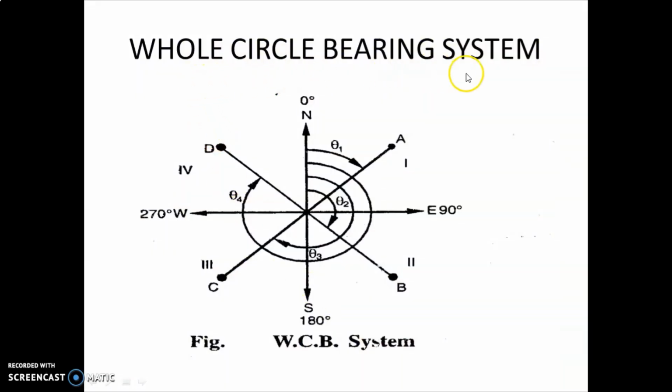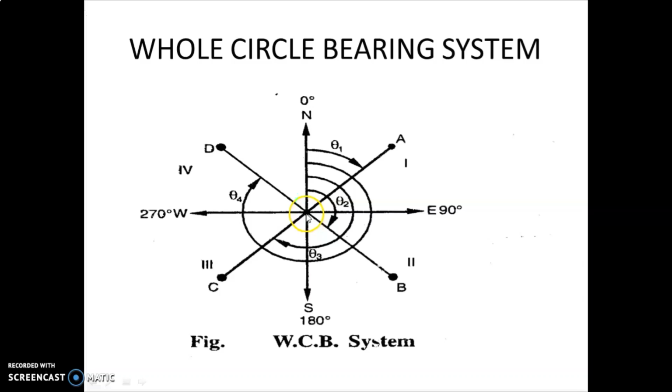So this is the diagram of the whole circle bearing system. You can see here I have mentioned 0 degree, it is the north direction. Then here 90 degree is mentioned in this direction, south 180 degree, west 270 degree. And these are your survey lines OA, OB, OC and OD. The OA line lies in the first quadrant, and this is the angle theta 1 which the OA line makes with the north direction.